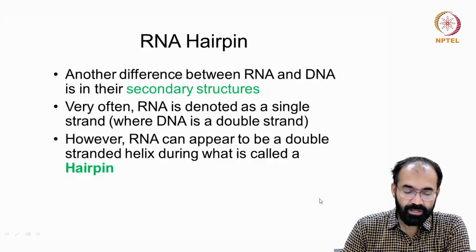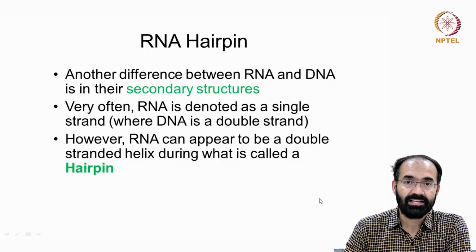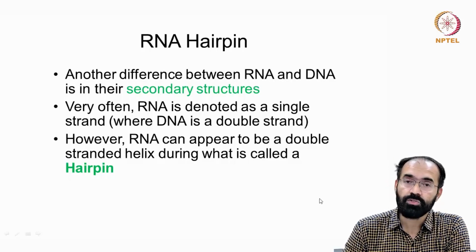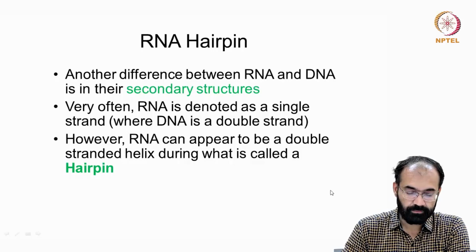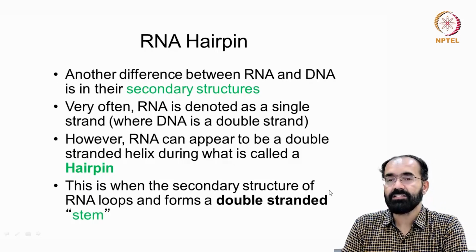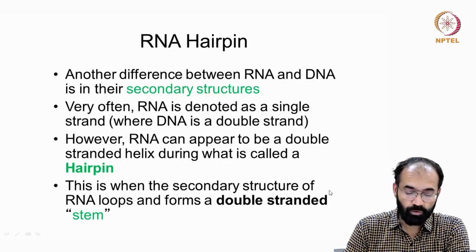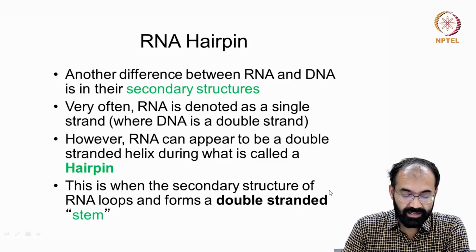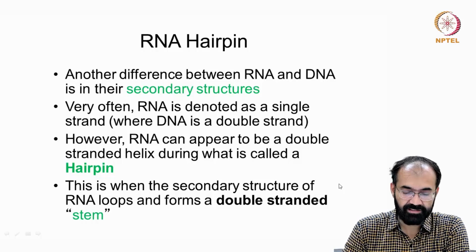RNA can appear to be double-stranded even while staying a single-stranded molecule, and we usually call this double-stranded structure a hairpin structure. This happens when the secondary structure of the RNA loops and forms a double-stranded stem. We can see this pictorially in the next slide.